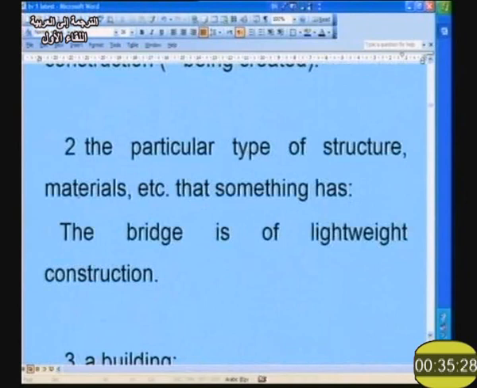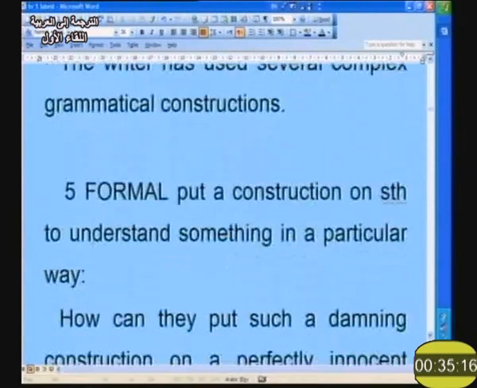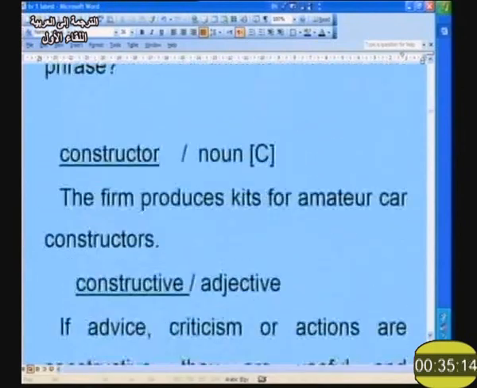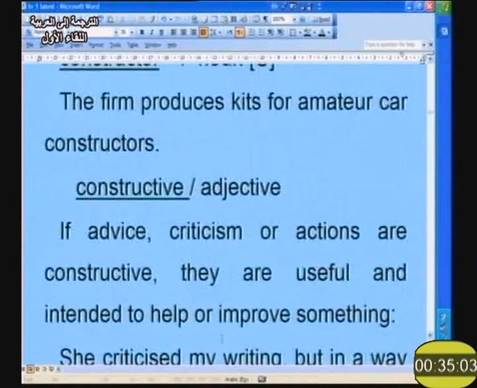Construction can also mean the particular type of structure, materials, etc. that something has. The bridge is of a lightweight construction. Another noun from construction is constructor. The firm produces kits for amateur car constructors. The adjective is constructive, بناء.